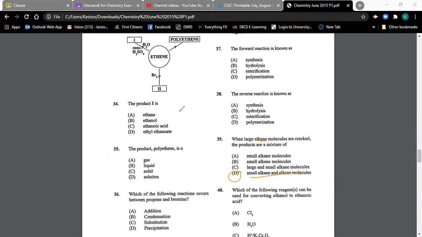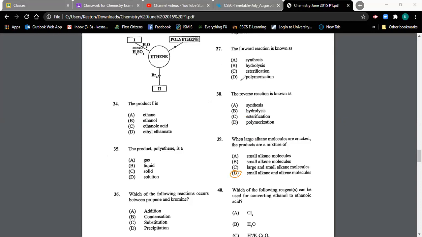Just think about it. When it breaks at one point, in some places somebody might keep the hydrogen, somebody is not going to be able to get hydrogen to finish it. So the bond is flipped and it becomes an alkene. Make sense? So D is correct for that. You get both alkanes and alkenes, smaller ones too.